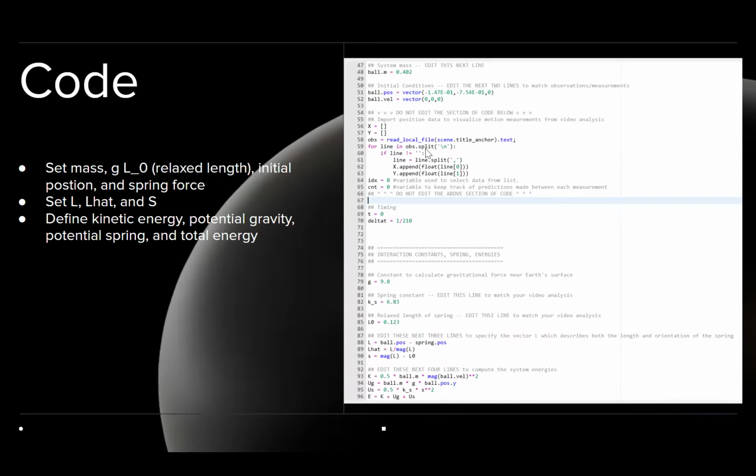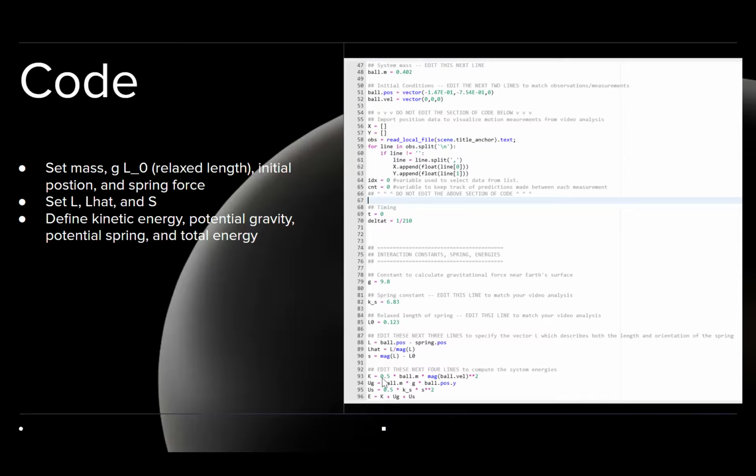And so the code itself. We set the system mass, and then we set the initial positions using what we had in Tracker. And then skipping a bunch of these lines, we got to the gravity constant, which we know, the spring constant, which was given, and the relaxed length. And so we were able to use the length of the spring, and then L hat is just going to be the unit vector of that.